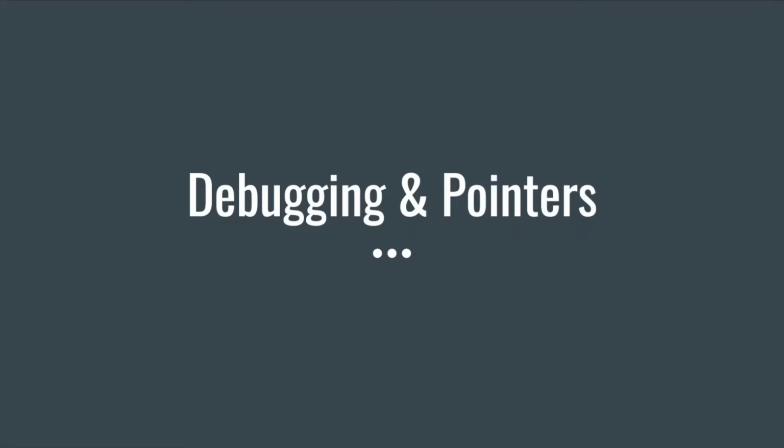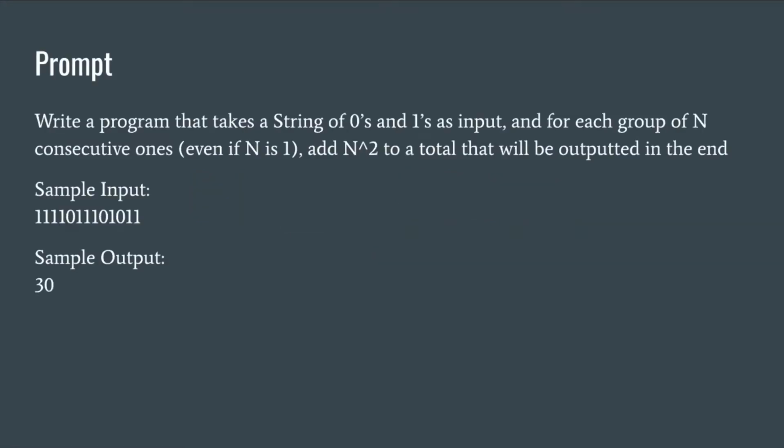So to show you how debugging works, I'm going to show you an example of an algorithm that has a bug and how to find it and fix it. So here's the prompt. Write a program that takes a string of zeros and ones as input, and for each group of n consecutive ones, even if n is 1, add n squared to a total that will be outputted in the end. So this might be confusing, but here's an example.